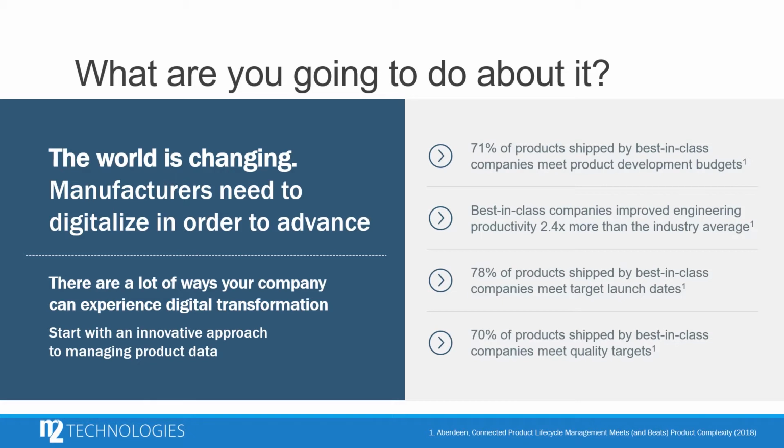Best-in-class manufacturers are striving to create an environment in which they can tap into their product data and it's driving results. They're consistently saving on design cost, improving engineering productivity, launching products on time, delivering higher quality products. So what exactly are they doing differently? Let's take a look at an innovative approach to managing product data.